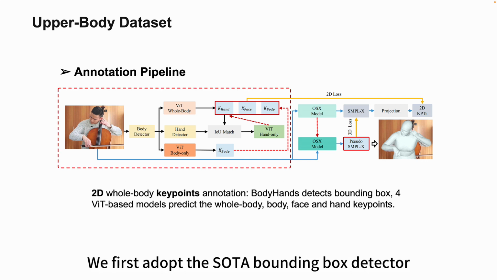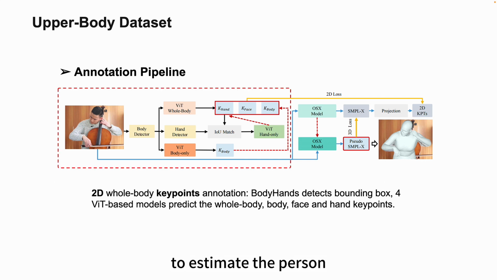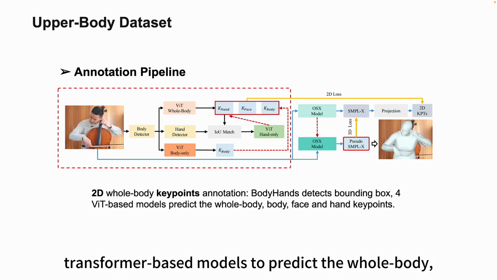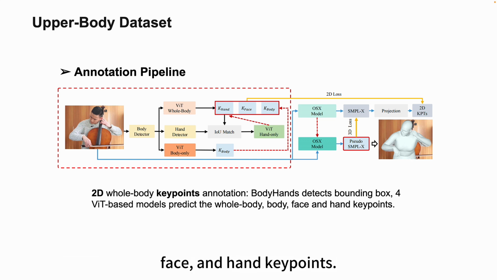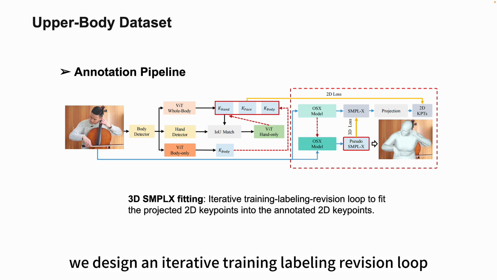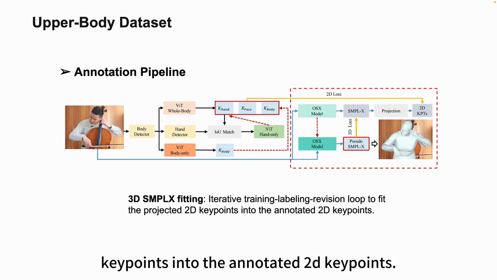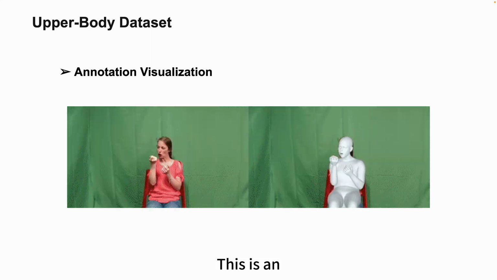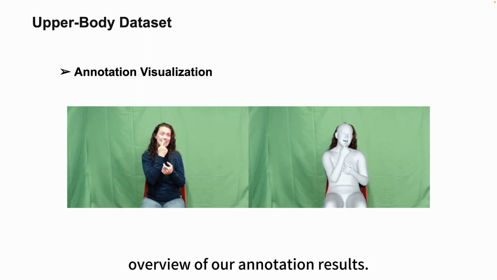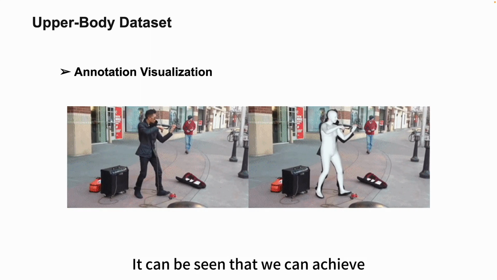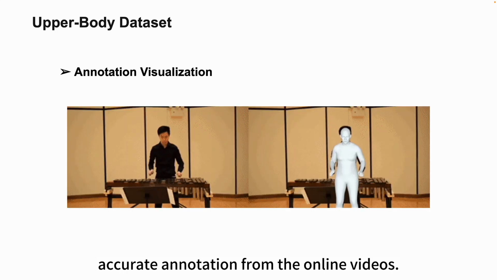We first adopt the SOTA bounding box detector to estimate the person and hand bounding box, and then we use 4 transformer-based models to predict the whole body, face, and hand key points. And then, we design an iterative training labeling revision loop to optimize the OSX model parameters and fit the projected 2D key points into the annotated 2D key points. This is an overview of our annotation results. It can be seen that we can achieve accurate annotation from the online videos.